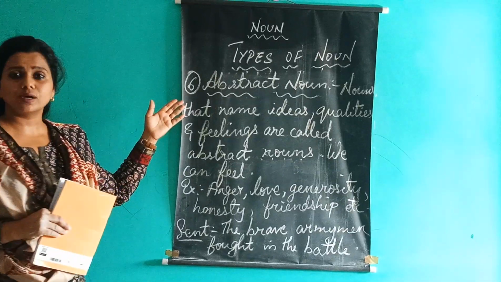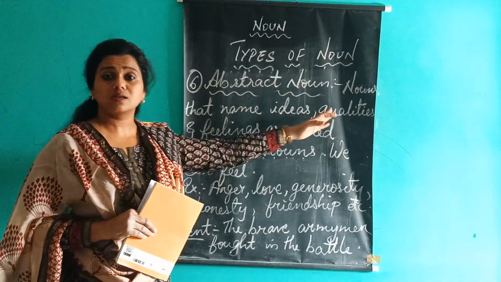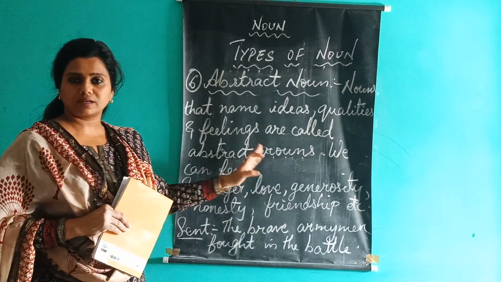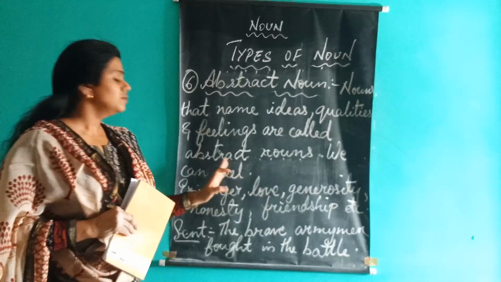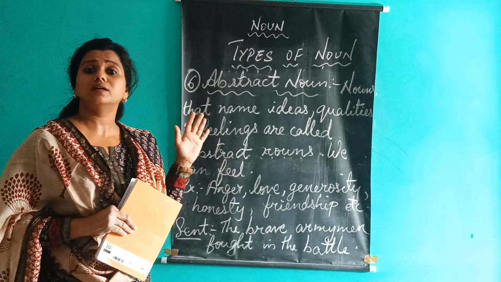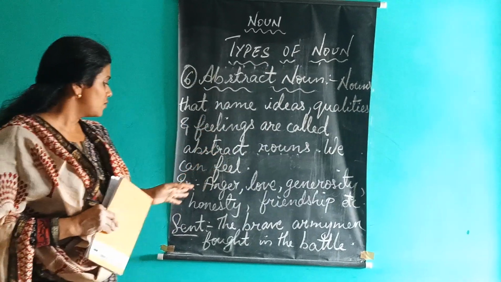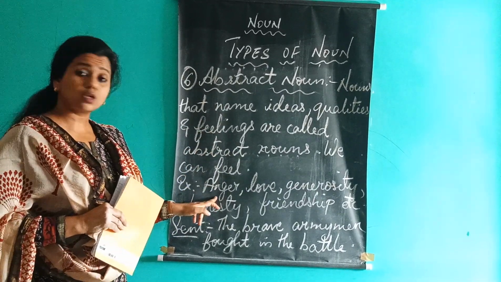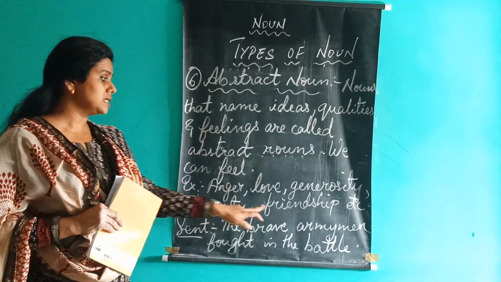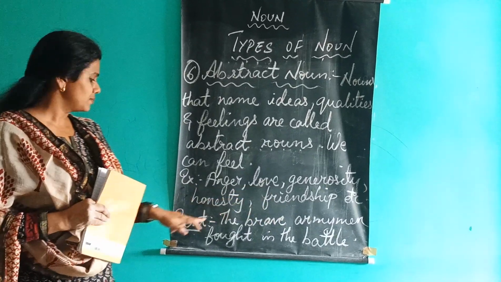Now the next one is abstract noun. Nouns that name ideas, qualities and feelings are called abstract nouns. We can feel it. We cannot touch, we cannot taste, we cannot see or hear these concepts. We can only feel it. For example, anger, love, generosity, honesty, friendship. These all things are feelings.